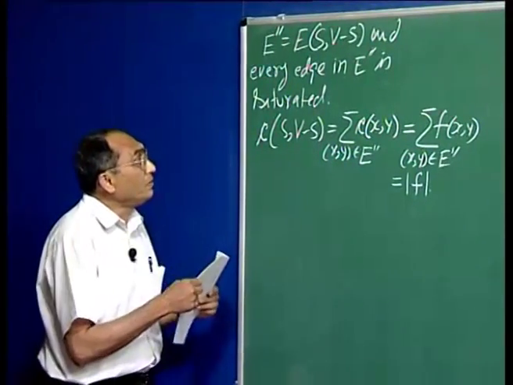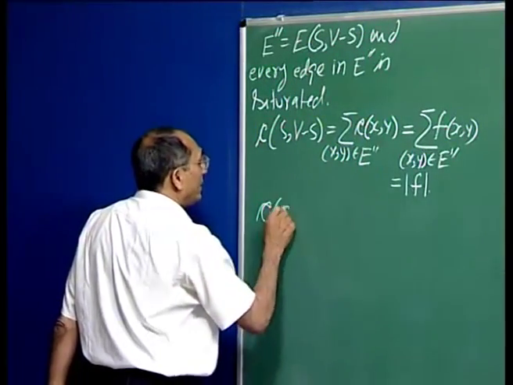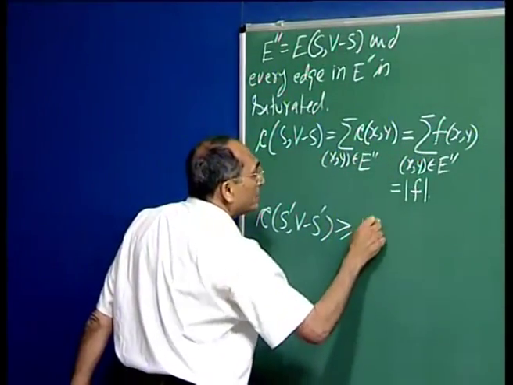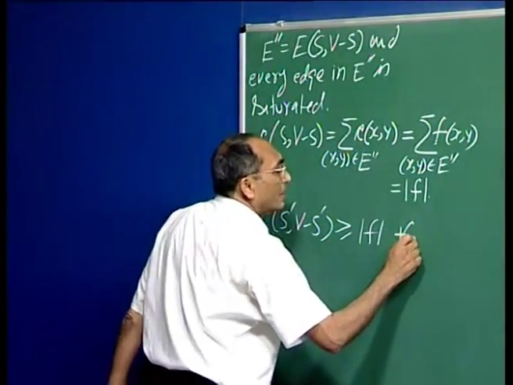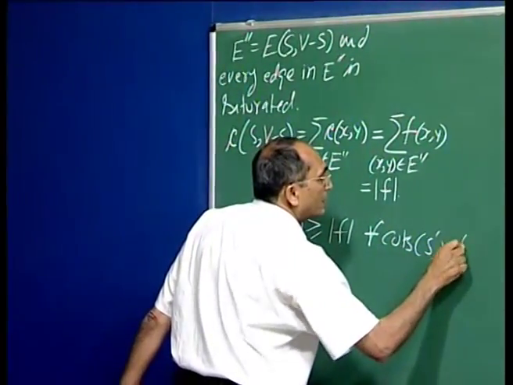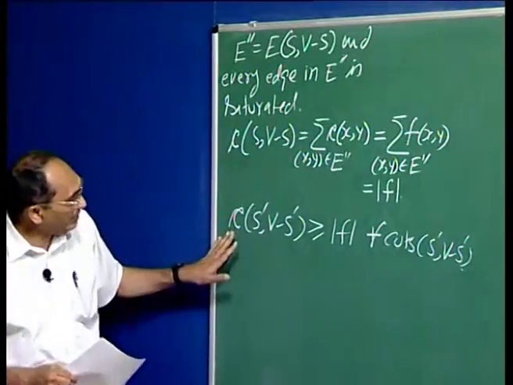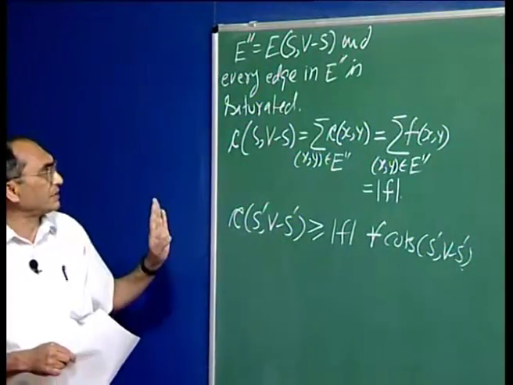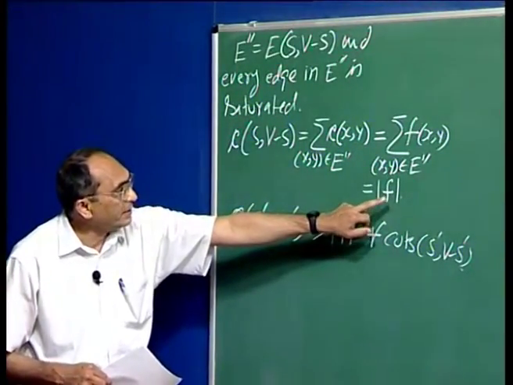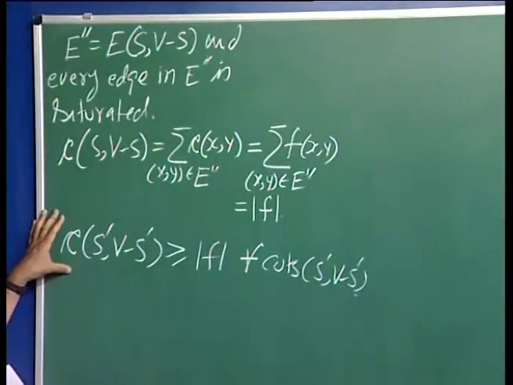Now, we had earlier seen that C of S prime comma V minus S prime is greater than or equal to F for all cuts. Hence, this has to be the minimum of all the cuts, and that establishes our theorem that if F is a max flow, then the magnitude of that flow is equal to the smallest cut capacity.